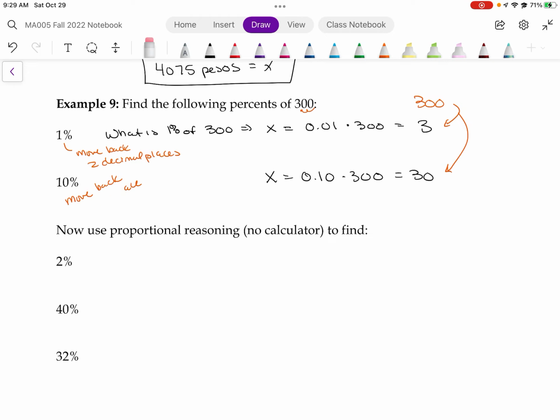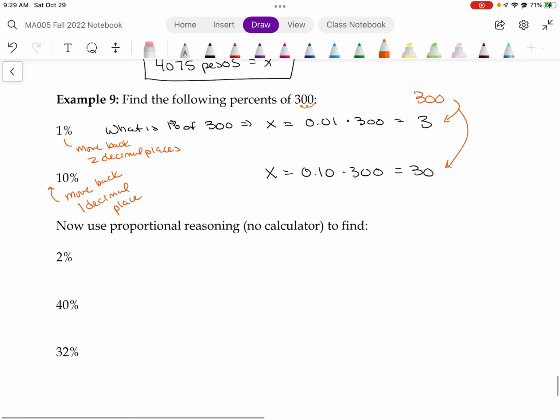Right, I'm going to rewrite this because it's a mess. I want to make sure you can see it. So move back 1 decimal place for 10%. Okay, well that makes it easy. So keep that in mind when you're doing tip, right? So how would you do tip? Let's think about that in just a moment.